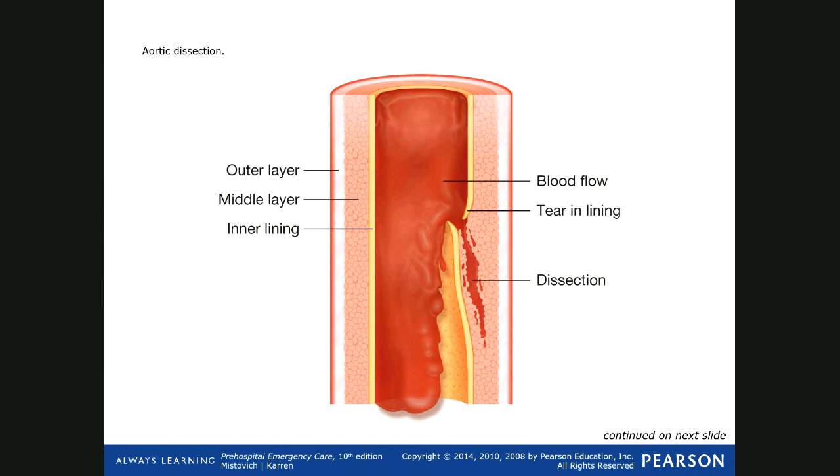Peel the back of your glove off. Check the temperature of their legs. If they're cooler than the upper extremity, then again, you've got decreased blood flow. They very well could have an aneurysm.